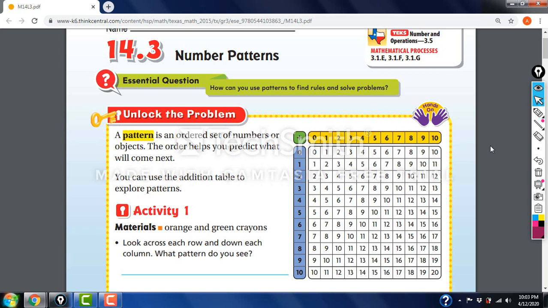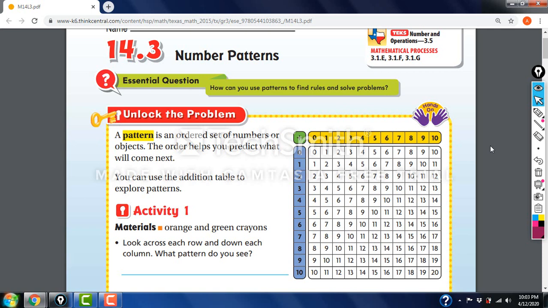So what you're going to need right now is an orange and a green crayon or colored pencil. If you don't have that right now, press pause and go ahead and get those items. Okay, welcome back. So you should have an orange and green colored pencil or crayon. And let's take a look at what we're trying to achieve today.